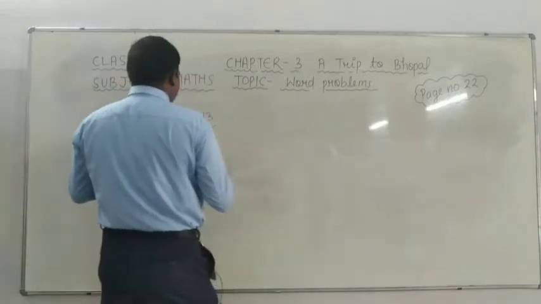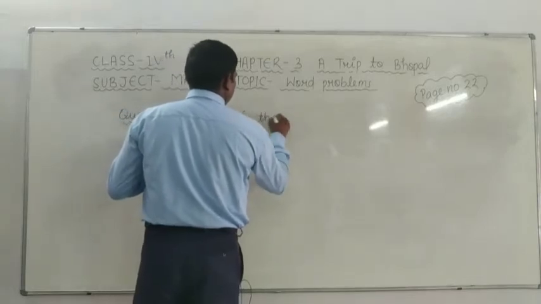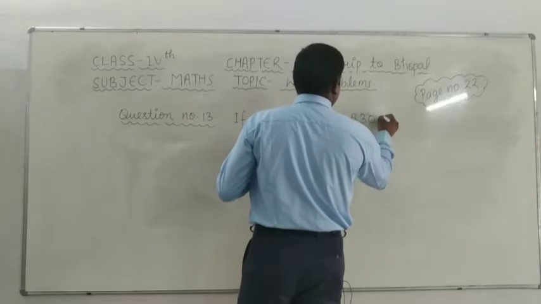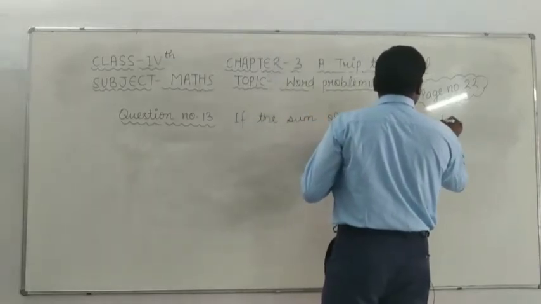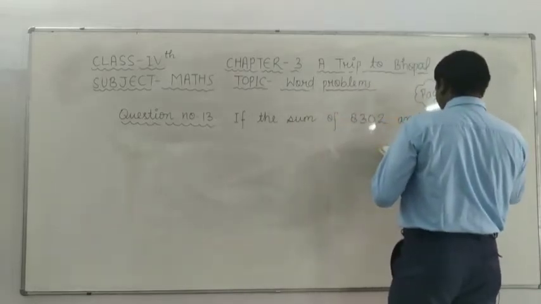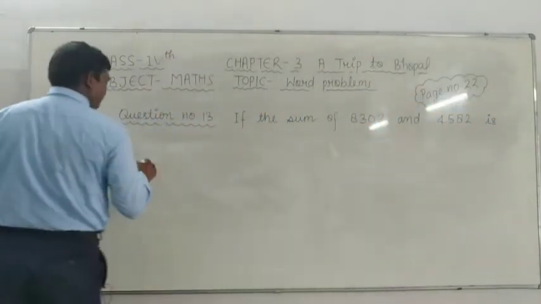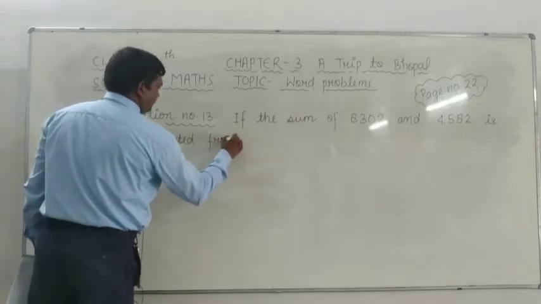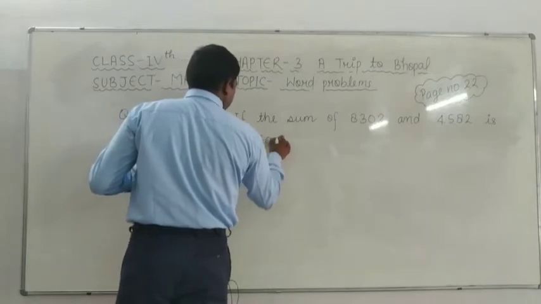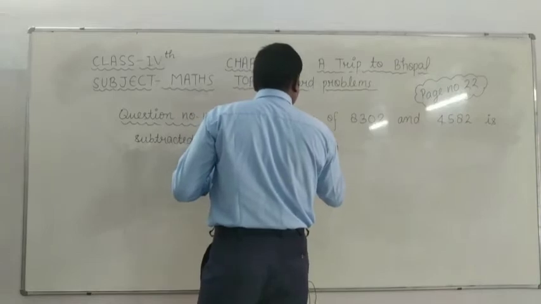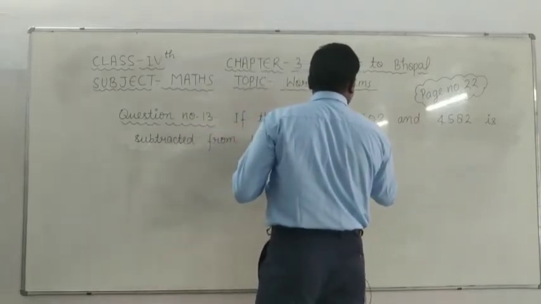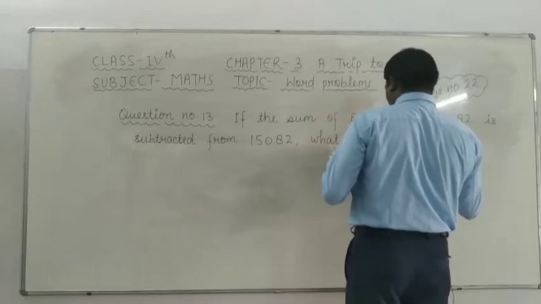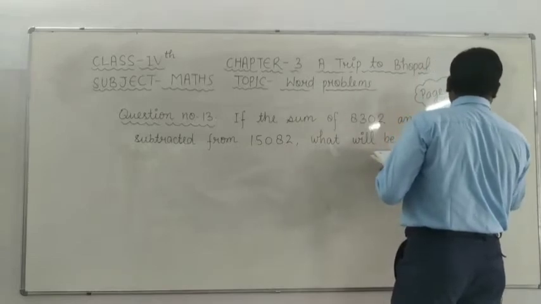In this question, it is given that if the sum of 8,302 and 4,582 is subtracted from 15,082, what will be the difference?